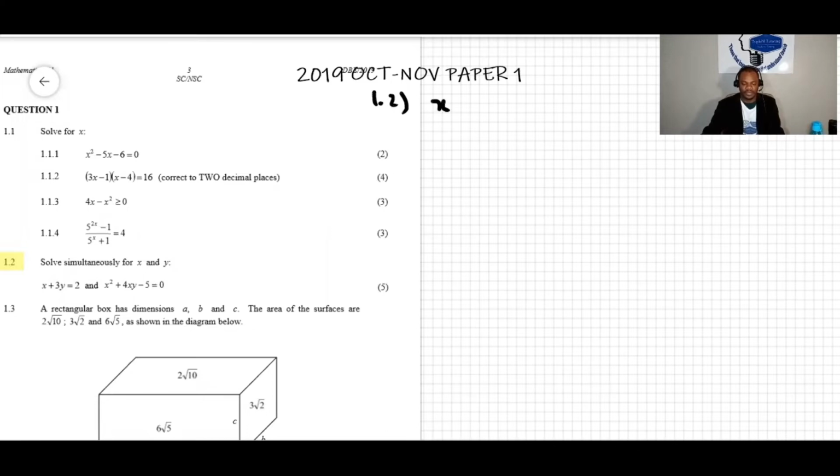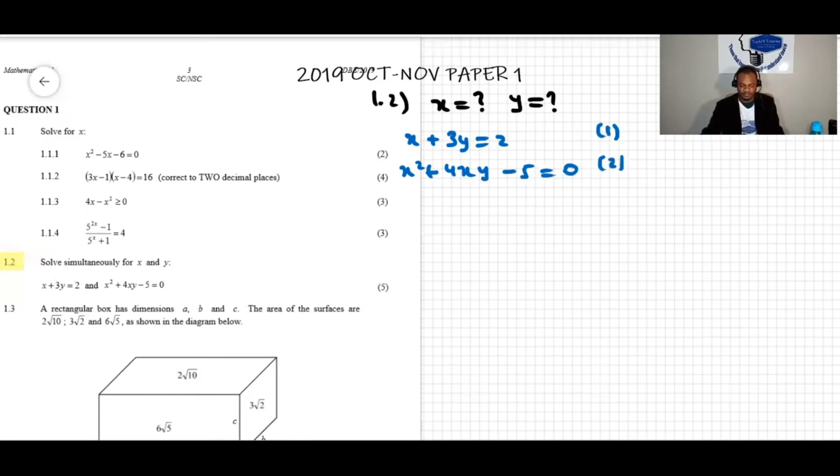We need to solve for x and solve for y simultaneously. This is what is given. We have x plus 3y equal to 2, and then we also have x squared plus 4xy minus 5 equal to 0. We call this one equation 1 and that equation 2.